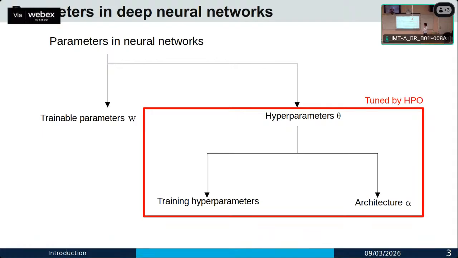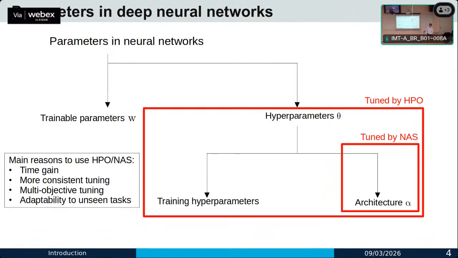It turns out that there is a field dedicated to tuning these hyperparameters, called hyperparameter optimization. The field that we are looking at ourselves is a subfield of HPO called neural architecture search, which is dedicated to the tuning of the architectural parameters themselves. Traditionally, these hyperparameters were tuned by human experts, but there are several reasons why one may want to use HPO and NAS instead. These reasons include gaining some time, having a more consistent tuning, taking advantage of the multi-objective capabilities of both the HPO and NAS frameworks, and finally, being more adaptable to some tasks that are not commonly seen in the datasets.